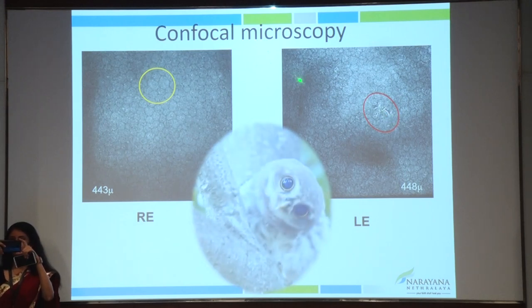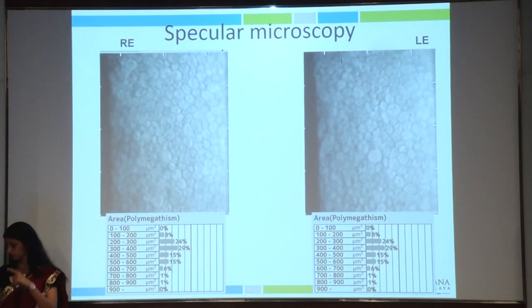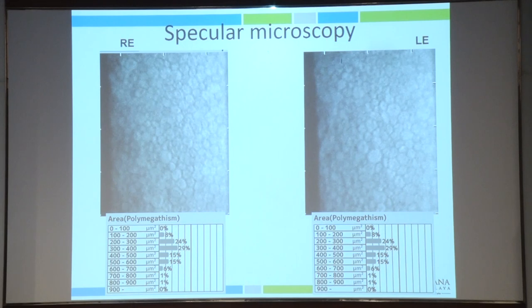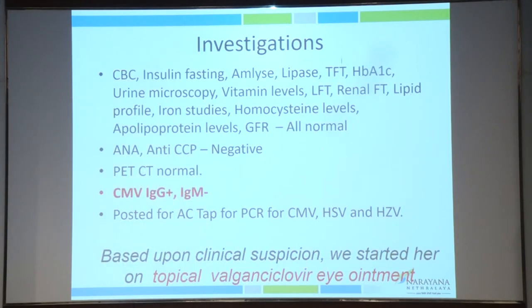What we see has been described in CMV anterior uveitis. The specular microscopy showed polymegathism. The patient had been extensively investigated before the time of presentation, so we did suspect CMV infection.